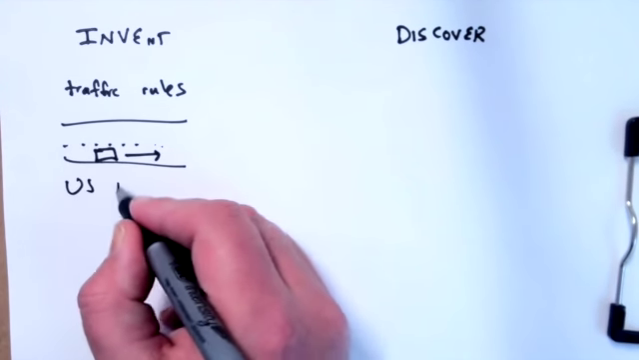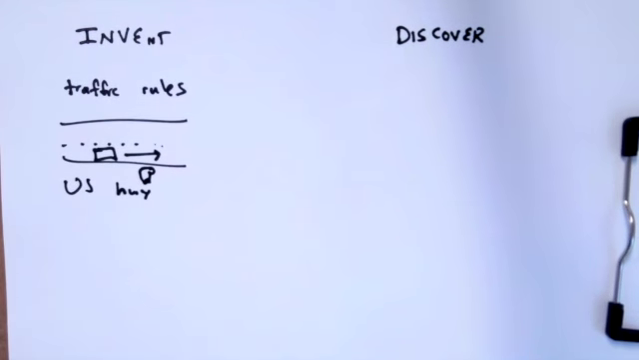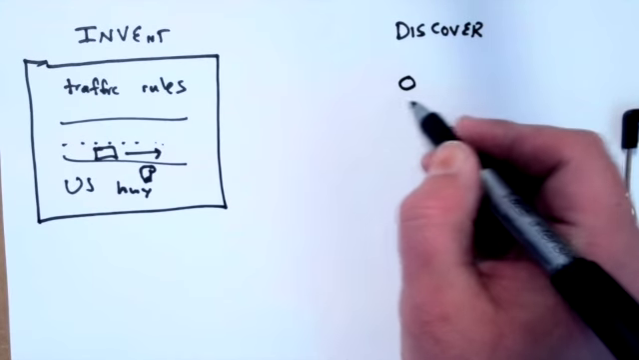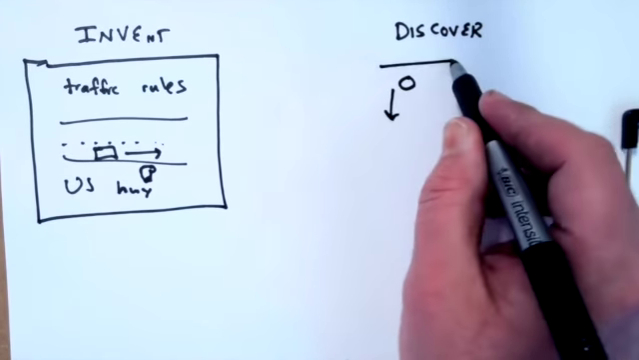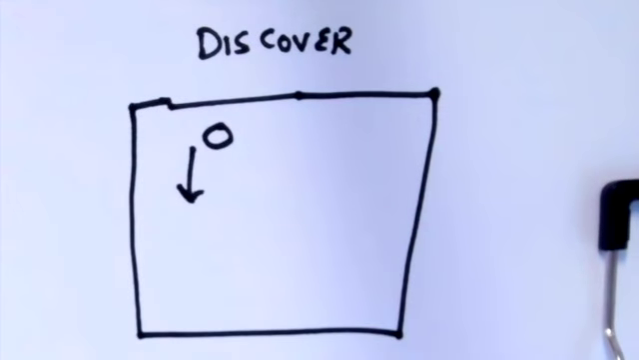On a US highway, you drive on the right-hand side, but is there a reason you have to drive on the right-hand side? So we invented that law, but we discovered, I would say, the law of gravity. There wasn't a committee of human beings who got together and said, hey, let's make there be gravity. Let's all agree that objects will fall at this rate. That was something that existed independently of human beings.